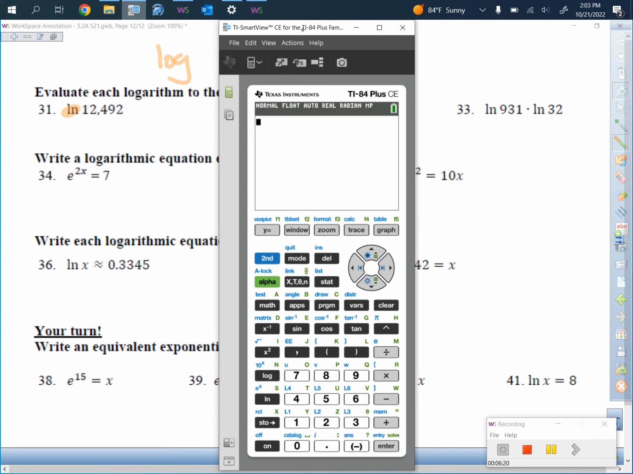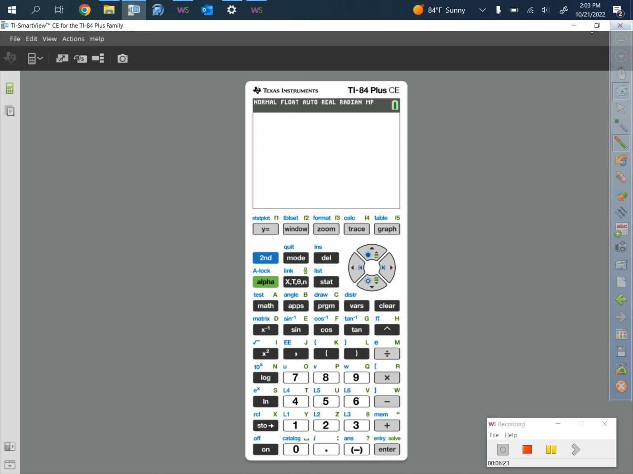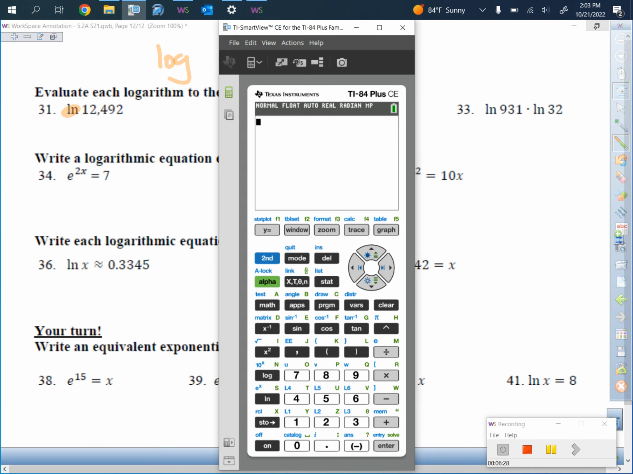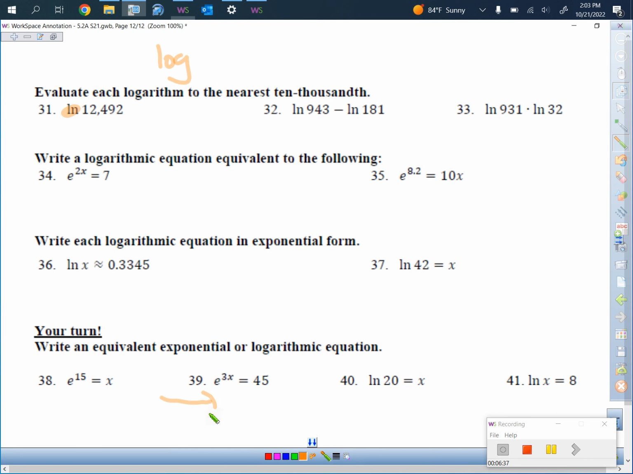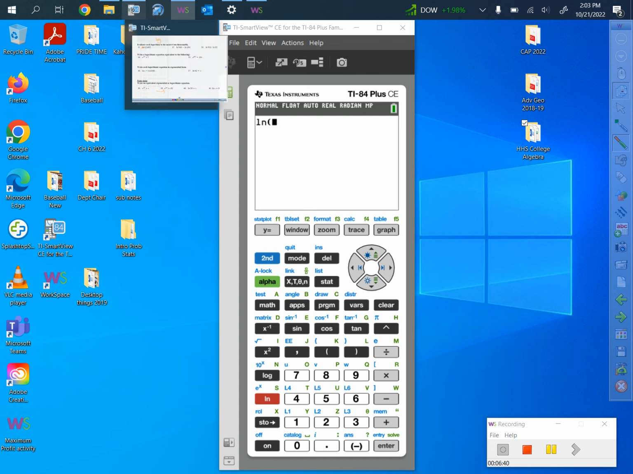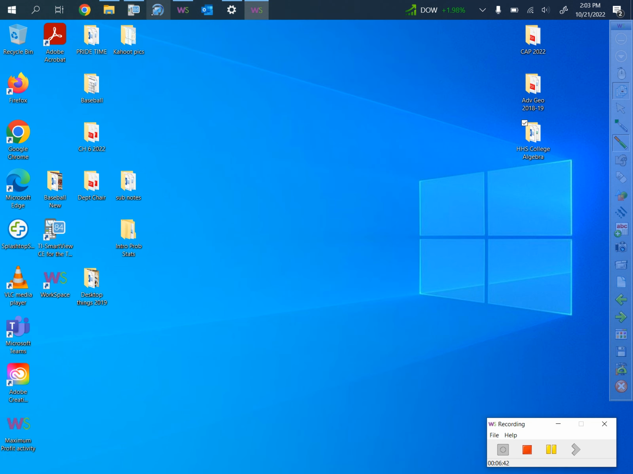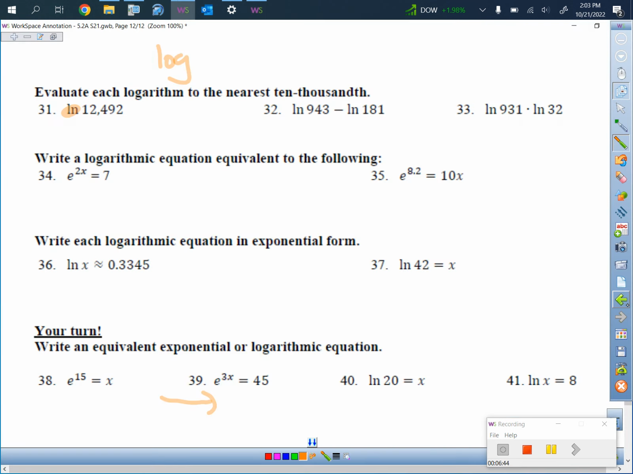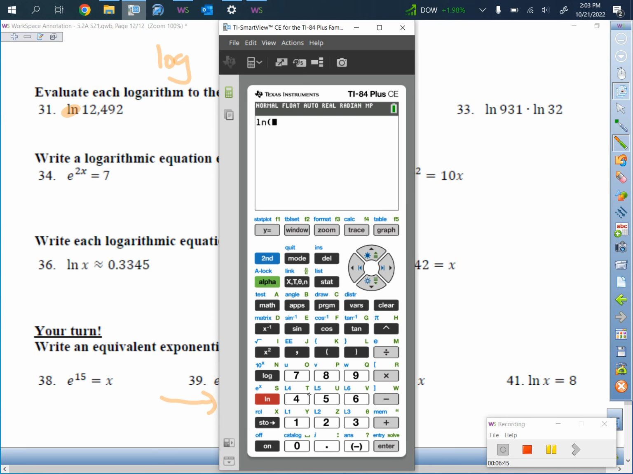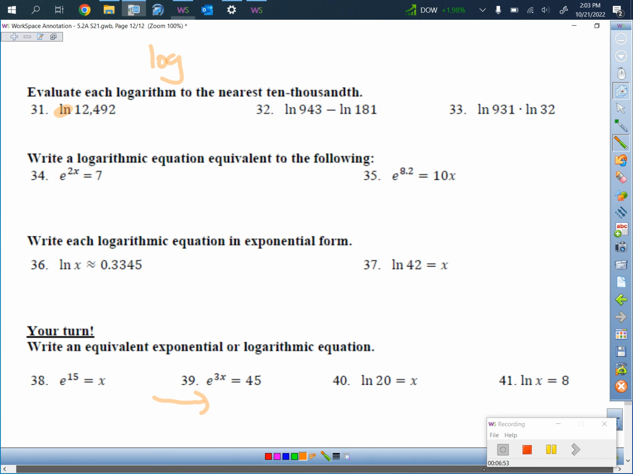On the first few problems, they just ask us to punch these guys in and round them to the nearest 10,000th, which is 4 decimal places. Sorry that my calculator keeps messing with me here. But I just need to hit the natural log button, which is right here to the left of the number 4. So the natural log of 12,492. Hit equals, and let's round that to 4 decimal places.